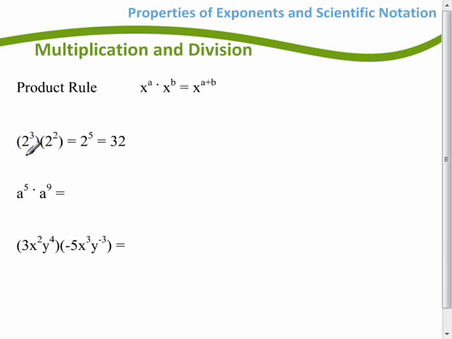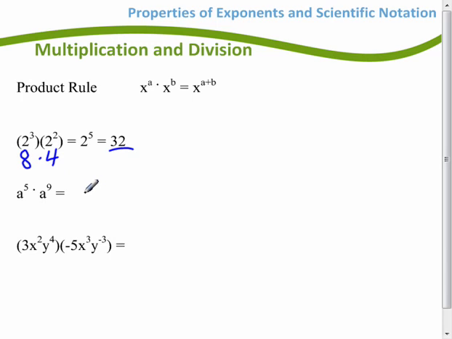Notice that I could have also evaluated it this way. 2 cubed is 8, and 2 squared is 4, and then 8 times 4 also gives me 32. Go ahead and do the next ones and see how you do. Press pause, do the next ones, and then press play again and see if you get them right.